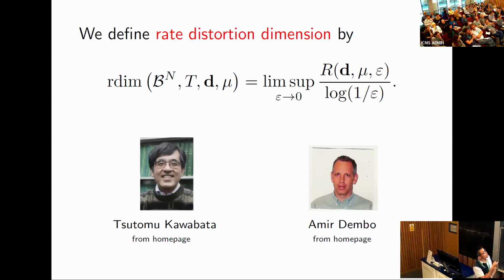We need to introduce one more quantity, rate distortion dimension. So we define rate distortion dimension by this formula. This is the rate distortion function with respect to the threshold epsilon, and we divide it by log 1 over epsilon and take the limit. This quantity was first introduced by Kawabata and Amir Dembo. Kawabata is an electrical engineer and Dembo is a famous probabilist.